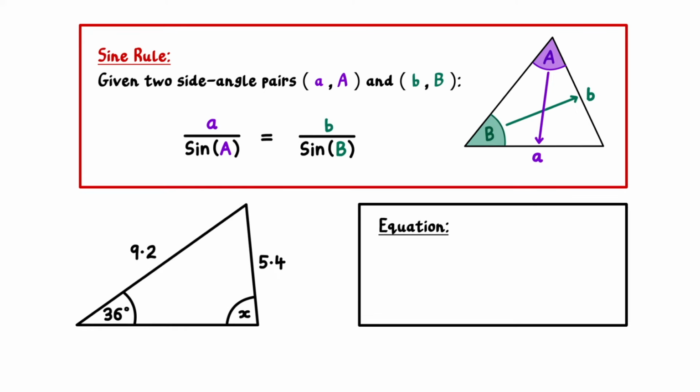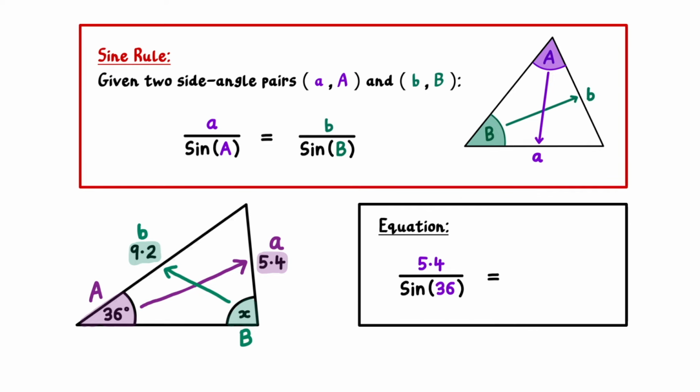In our final example, the 36-degree angle and the side of 5.4 form a side angle pair. The angle of x and side of 9.2 also form a side angle pair. These can be labelled with capital A, lowercase a, and capital B, lowercase b. If we plug these values into the sine rule, we get the equation 5.4 over sine of 36 equals 9.2 over sine of x.